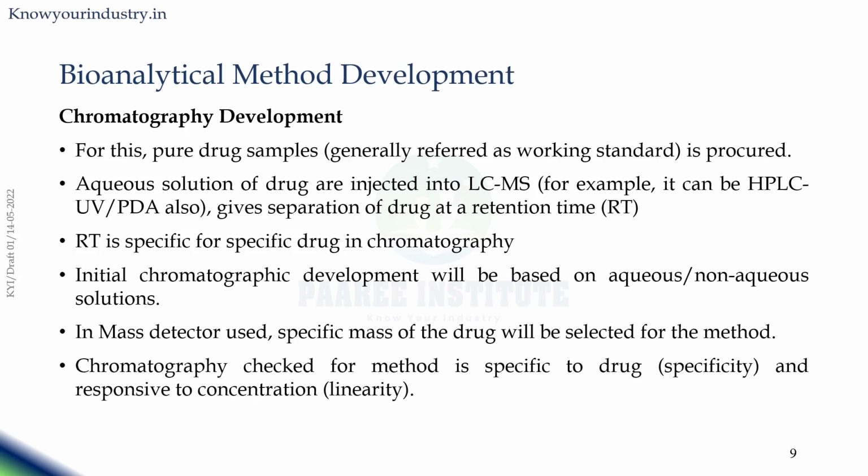If you change the concentration of the drug, for example 10 microgram, 20 microgram, 30 microgram, the response you are getting, the peak height or the peak area, has to increase. From 10 to 30, it has to be an increasing trend. That is called the response to the concentration, and it should be linear. So these are all the parameters initially checked during chromatography method development.